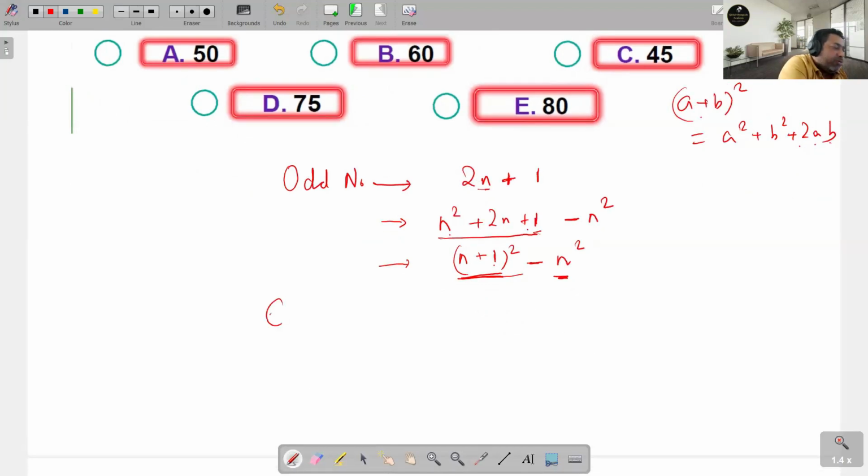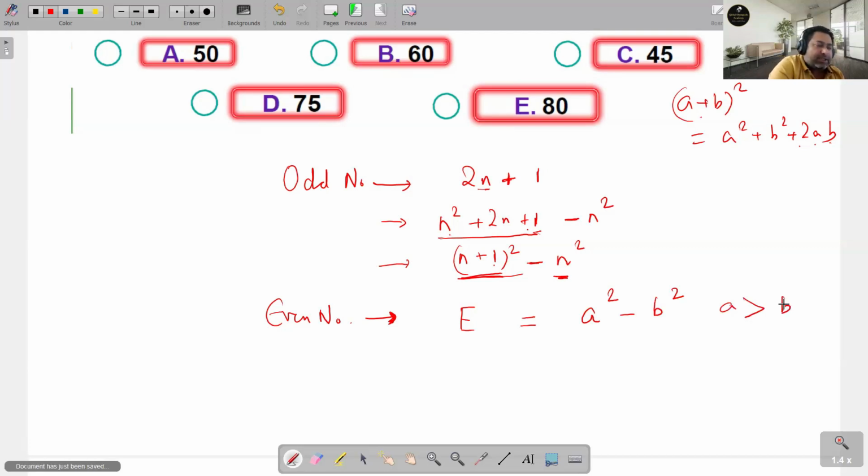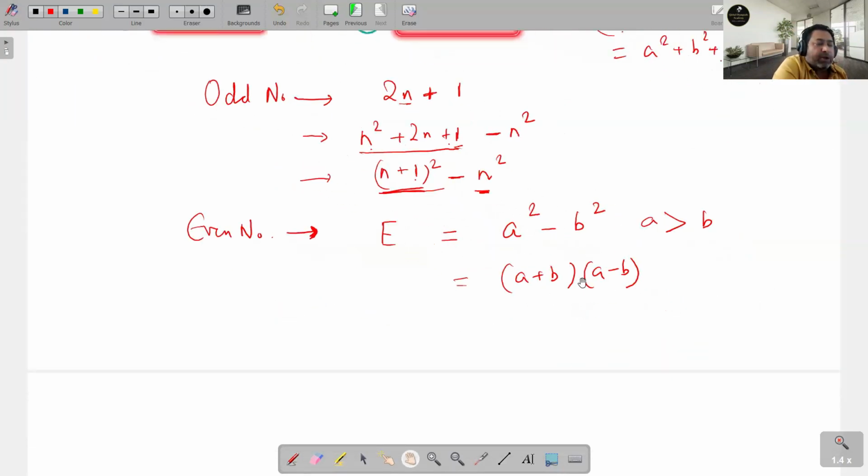Let's understand that. Let's say there is an even number e, and it is a difference of two numbers, a square minus b square, where a is greater than b. All right, now let's understand this, that this is also equal to a plus b into a minus b. I'm sure that most of you would be aware of this, that a square minus b square is a plus b into a minus b. Now let's understand this. They have to be of the same parity for this to be an even number, because if a is, let's say, odd and this is also odd, then the sum of this is even.